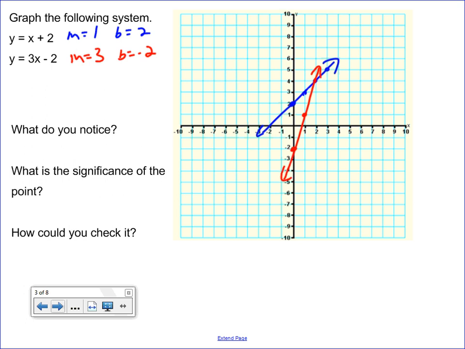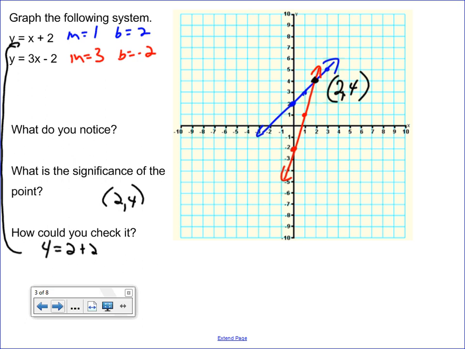So what do we notice? We should notice that they intersect at this point, which is (2, 4). So the significance of that point is that it's the solution. The solution is (2, 4). And how do I know it's a solution? Well, I could put it back in. 4 is equal to 2 plus 2 if I'm putting it back into this original up here. And 4 is also equal to 3 times 2 minus 2. So I do get the solution of (2, 4).